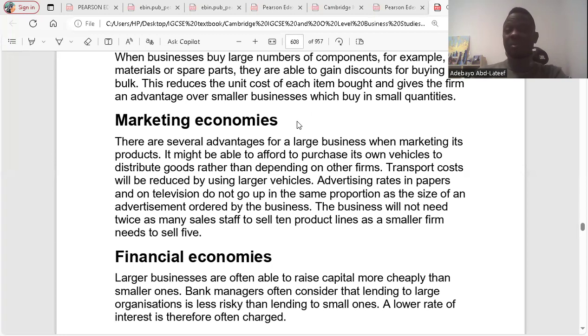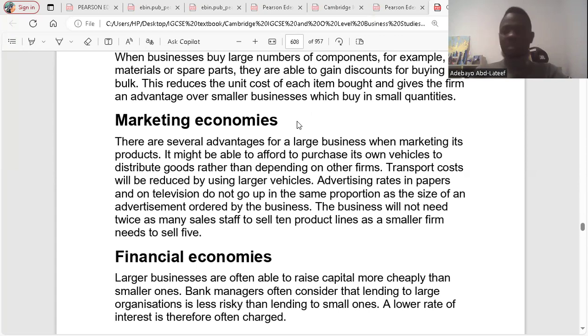I'll quickly recap before we go on to financial economies. Economies of scale comes as a result of us being able to increase our output. We are able to become bigger, then our average cost of production reduces. So this might be in different forms. It's not just you becoming bigger. It might be because you are buying large quantities, and that takes us to purchasing economies of scale. Because you're buying in large quantities, you're buying in bulk, you have a discount. Then you'll be paying less than what you are supposed to pay. And this becomes an advantage for you over small businesses. Yes. Purchasing economies of scale.